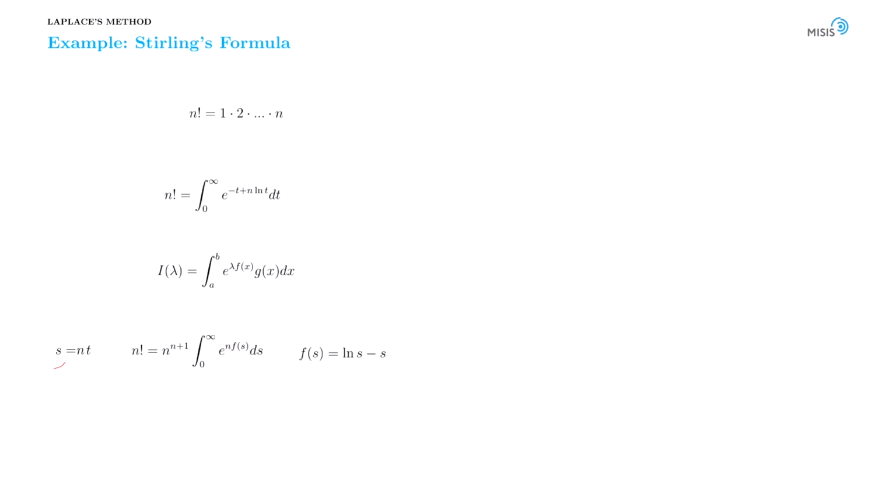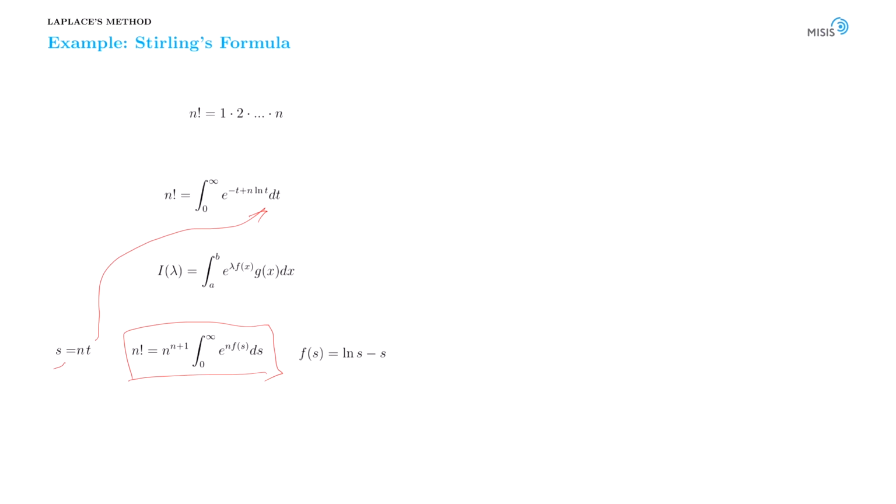So instead of integrating over t, we introduce a new variable s, which is just linearly connected to the original variable t. And immediately, by substituting this change of variables in our original integral, we come to our final expression, which we'll be dealing with in what follows. And in fact, you can notice that this expression is actually already of standard Laplacian form, with function f of s equal to log s minus s.